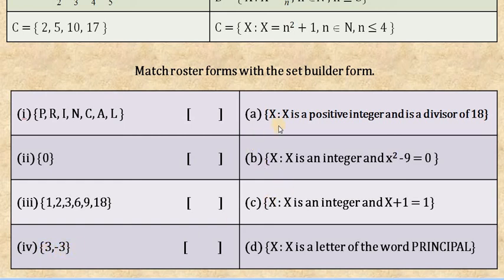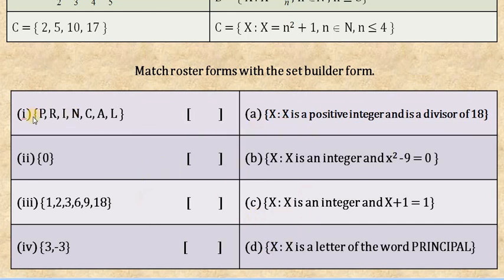On the right side we have the set builder form. Set of all x such that x is a positive integer and is a divisor of 18. Second one, set of all x such that x is an integer and x square minus 9 is equal to 0. Third one, set of all x such that x is an integer and x plus 1 is equal to 1. And fourth one, set of all x such that x is a letter of the word principal. Yes, after reading once or twice we get some idea.